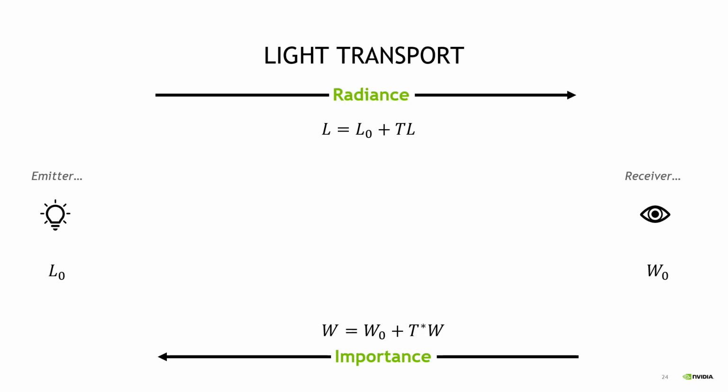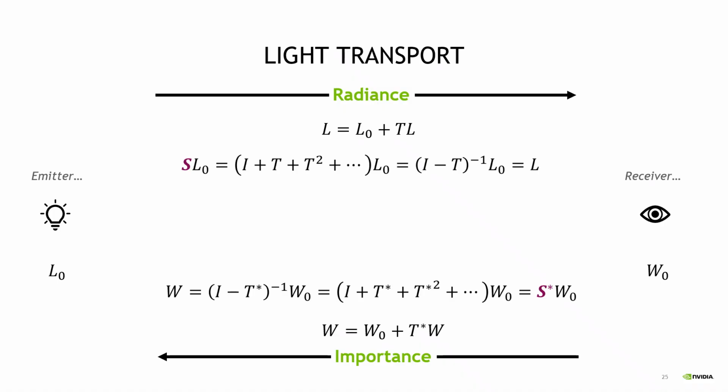So here we see what's happening. Radiance gets propagated from the emitter to the receiver, and importance gets propagated from the receiver to the emitter. And both satisfy these equations. Now it turns out that we can solve these equations formally.